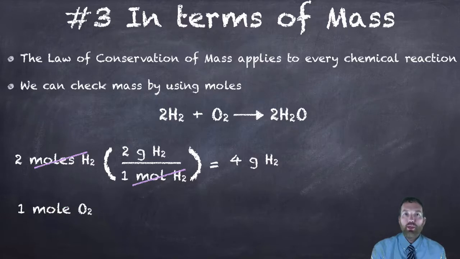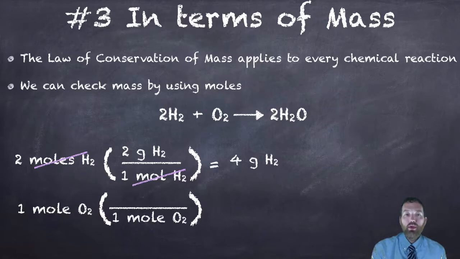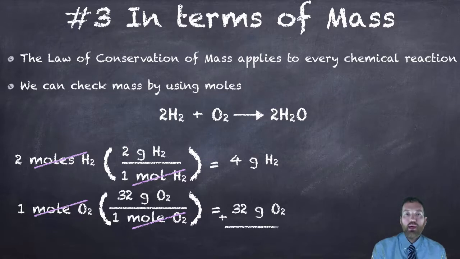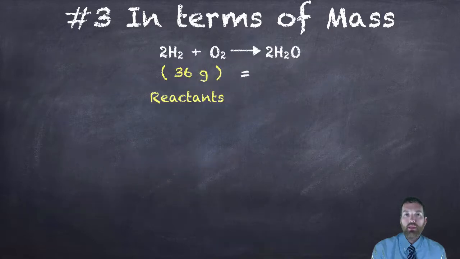According to our balanced equation, we have 1 mole of oxygen. We go to the periodic table, 1 mole of oxygen atoms weighs 16, but I don't have an oxygen atom, I have an oxygen molecule. So 16 times 2 is 32 grams. So moles of oxygen will cross off with moles of oxygen and convert to grams of oxygen. So the math is just 1 times 32 is 32. Okay, so these are the two on the left. 32 plus 4 is 36 grams of reactants.